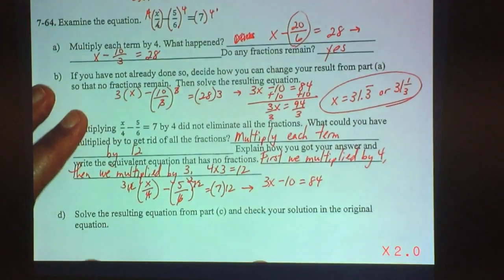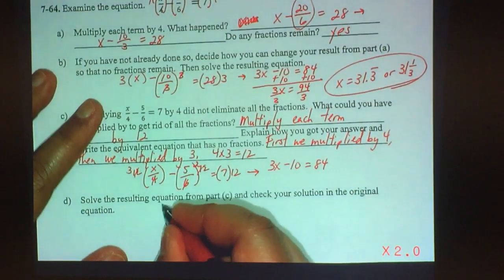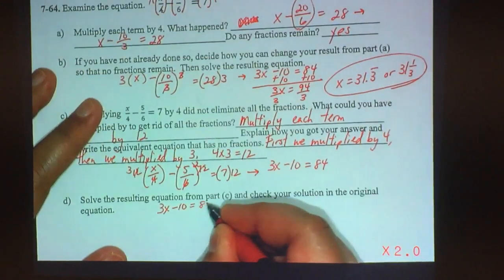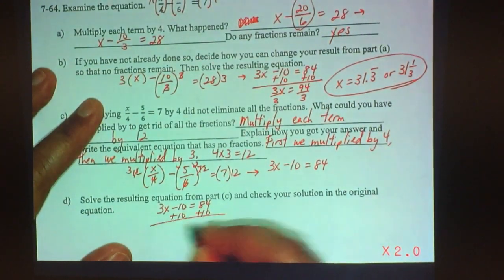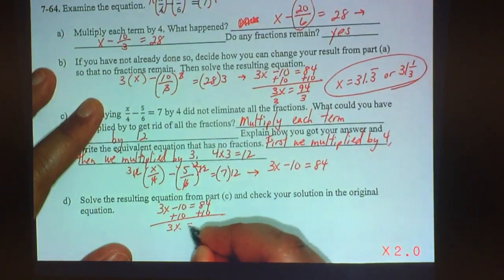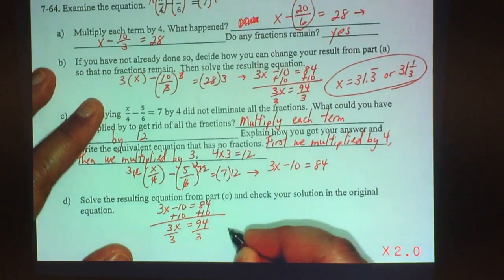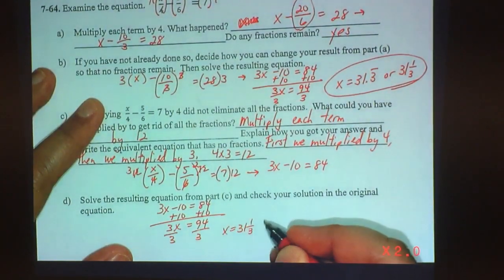So now they want us to solve the resulting equation. Okay, so here we go. 3x minus 10 equals 84. Plus 10, plus 10. 3x equals 94. We divided by 3. We got x equals 31 1/3.